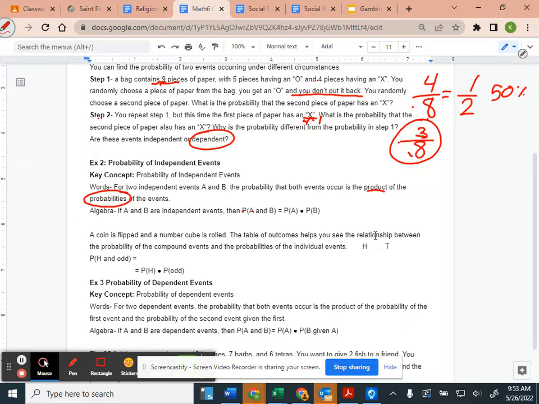Are they going to be dependent? One dependent on the other? No, because they're two separate things. We have a coin toss and we have a dice that we're rolling. Two different things. They are independent of each other.